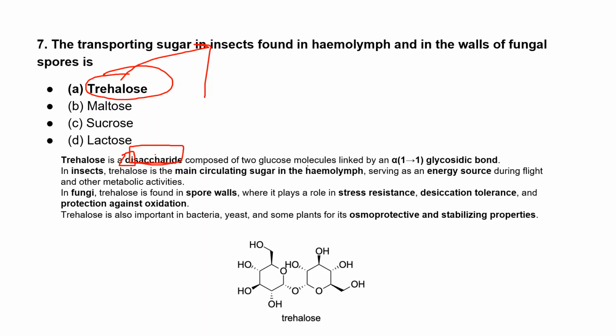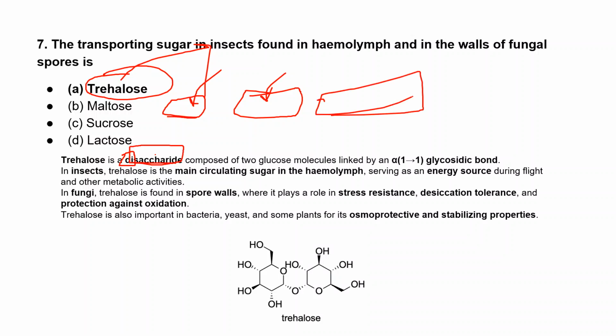We use saccharide for sugar: monosaccharides have one sugar, disaccharides have two sugar molecules, oligosaccharides have 2 to 10, and polysaccharides have more than 10 units. So this trehalose is a disaccharide made up of two sugar groups. And how do they link? They link by an alpha 1,1 glycosidic bond.